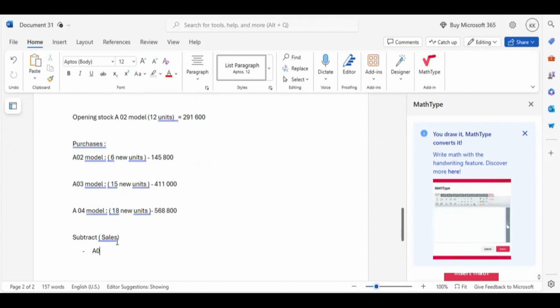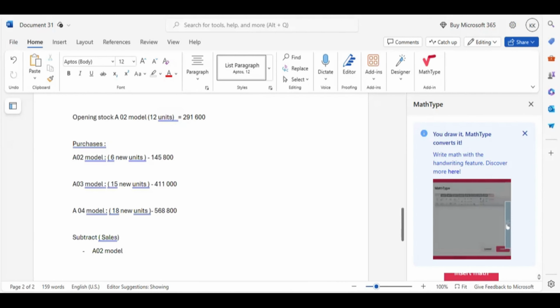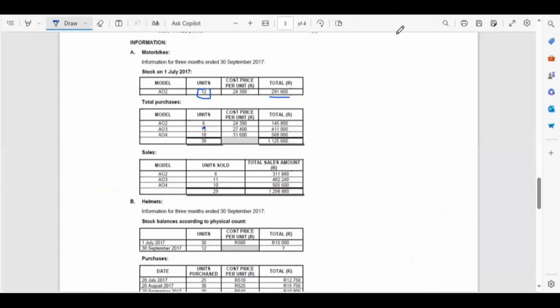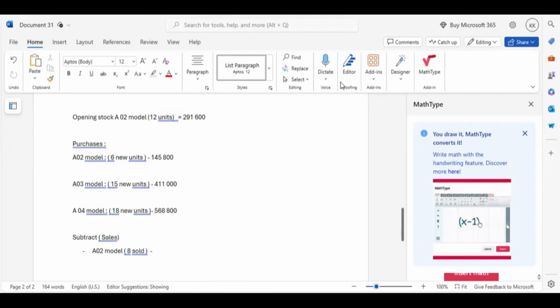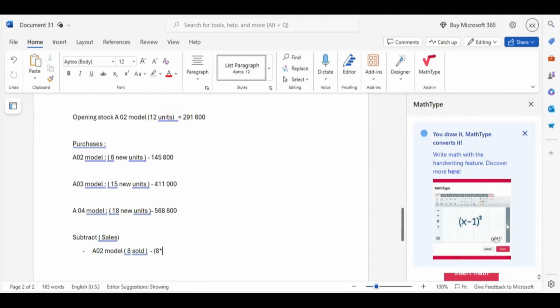With regards to the A02 model, how many units did I sell? I sold 8 units. Now, what was the cost of those 8 units? I'm going to say 8 multiplied by how much? Each A02 model had a cost price per unit of 24,300. So 8 multiplied by 24,300.